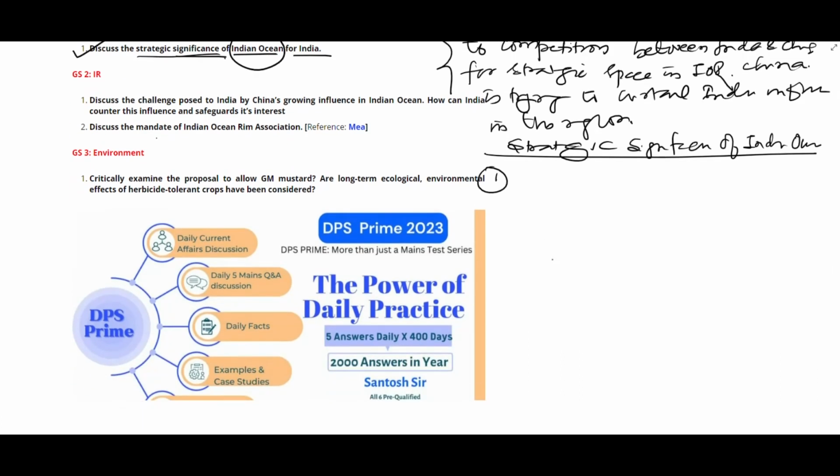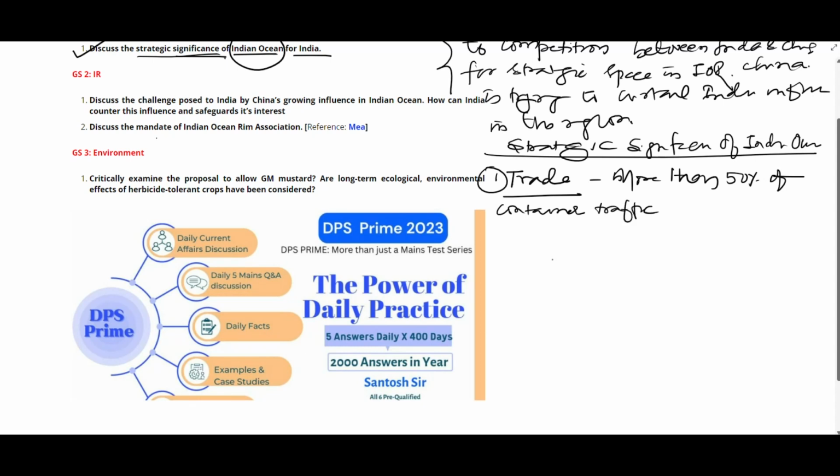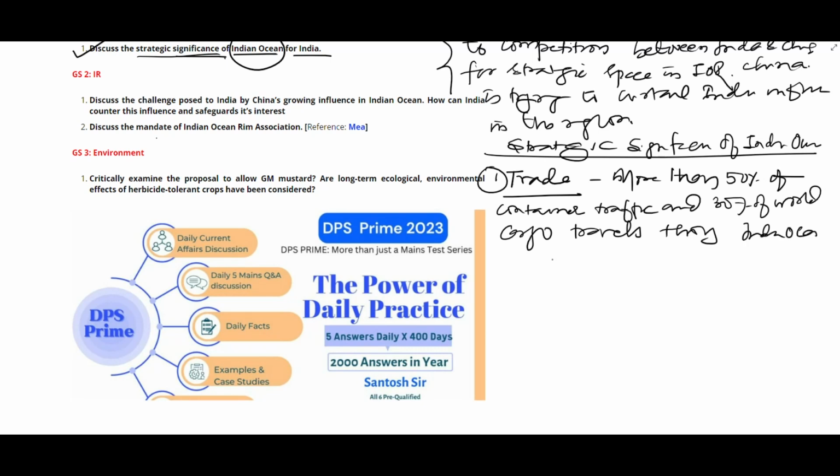First point is trade. More than 50% of container traffic and 30% of world cargo travels through Indian Ocean. So, trade.